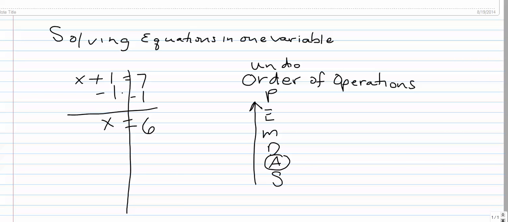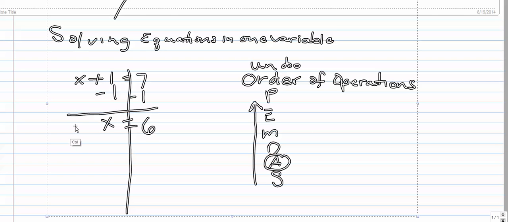Okay, so let's try something different. Whoops, you have to excuse those marks. Okay, we'll try another equation. 2x equals 14. What number would I multiply by 2 to get 14?